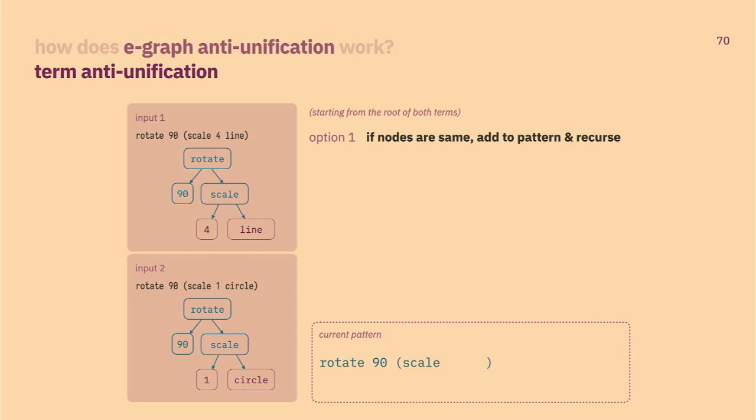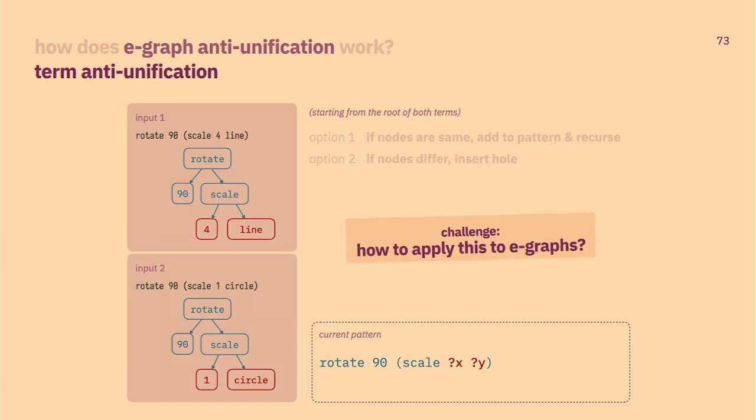Same applies here, but this time we recurse since it has its own children. Now for the first child, since the nodes are different, we insert a hole where a fresh function argument will eventually go. Same for the second child. And that's it. We're done. We have a pattern that we have derived algorithmically from our two different inputs. Now our challenge is to somehow apply this algorithm to work with E-graphs.